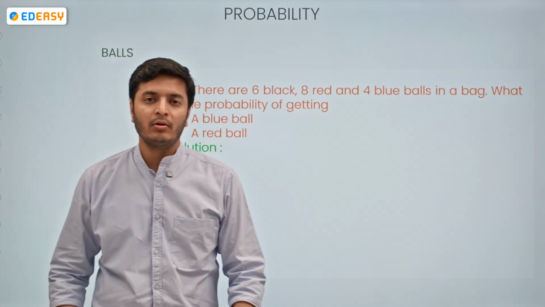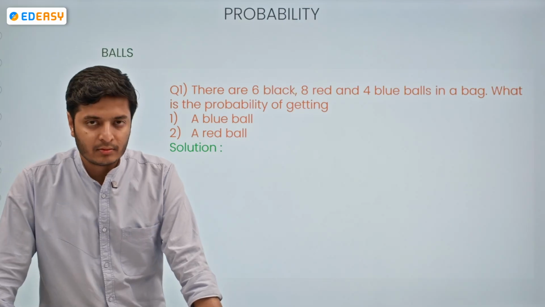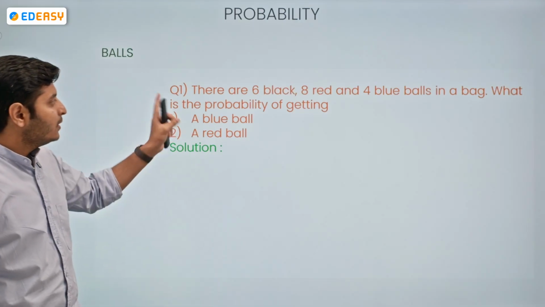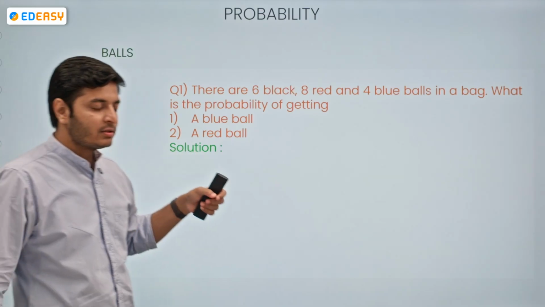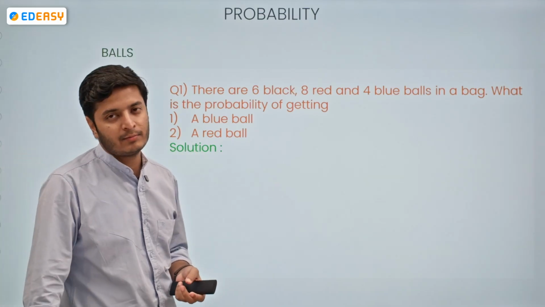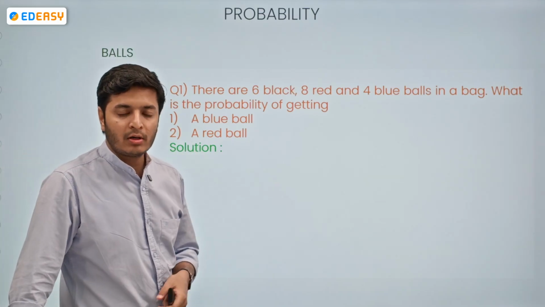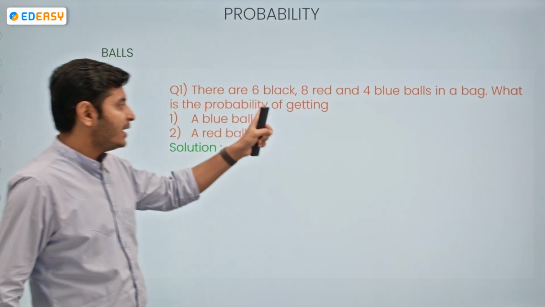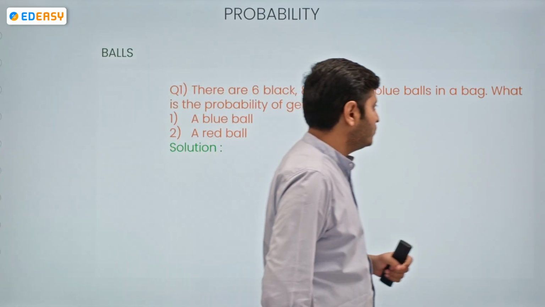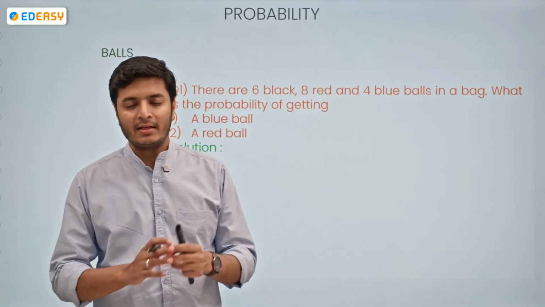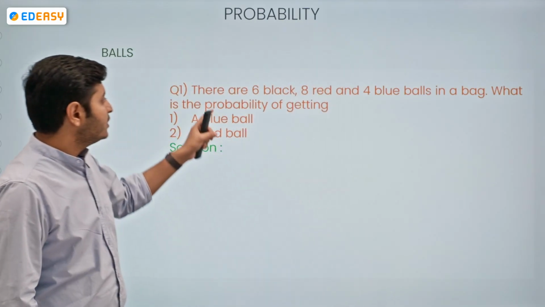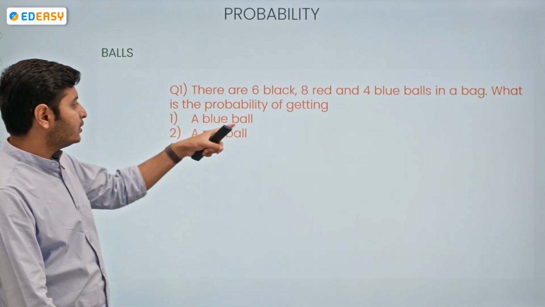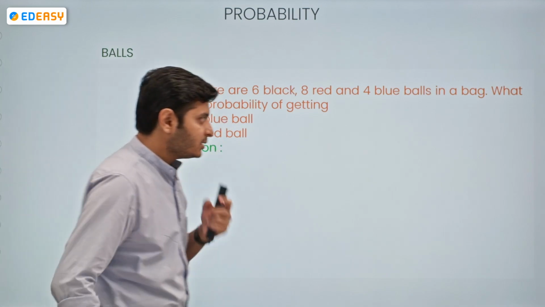Now let's talk about problems based on type of balls, number of balls. In this problem, we must be given a statement where we need to choose a ball at random from different colored balls. So there are 6 black, 8 red and 4 blue balls in a bag. Okay, a bag is there which is containing 6 black, 8 red, 4 blue balls. What is the probability of getting a blue ball? Okay, suppose this is the bag.